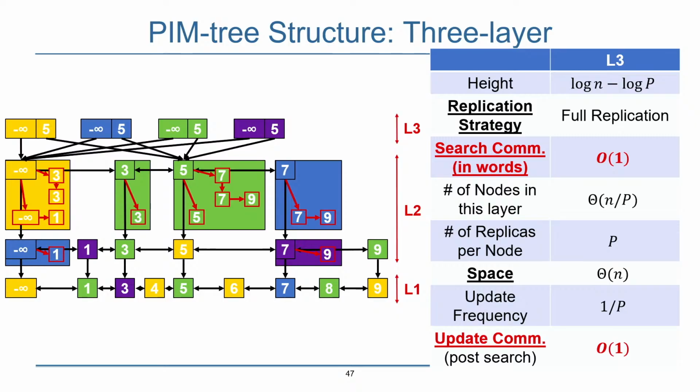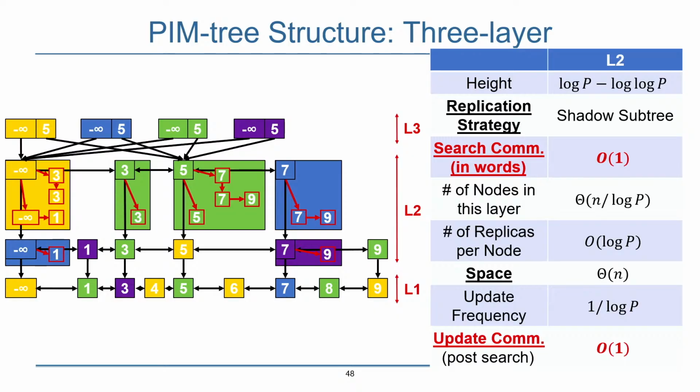OK, so here's the most technical part. I'm trying to show you why this is good. The basic idea is that we carefully select the heights. Layer 3 is log p away from the leaves. It has full replication, and its search cost is constant because of full locality. There are n over p nodes because it's high in the tree, and p replicas because of full replication, so linear space and constant update cost per operation in a random way because it's rarely updated.